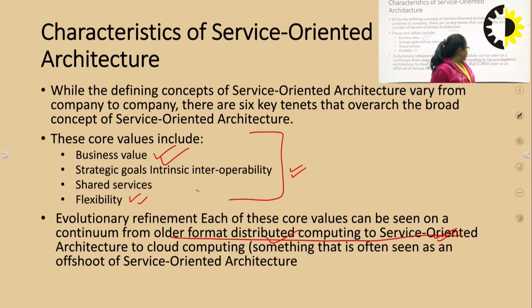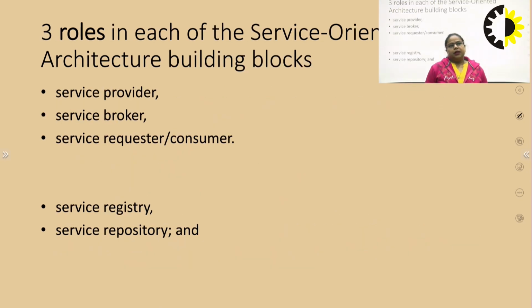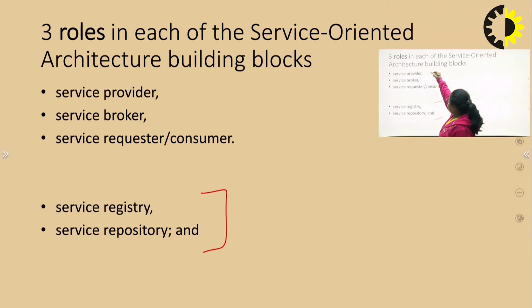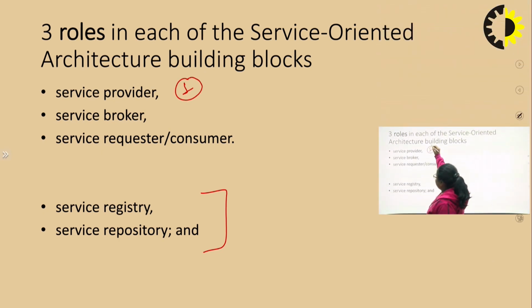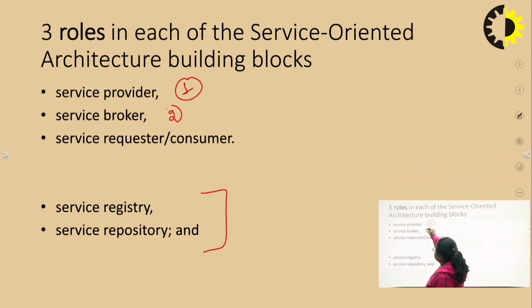Now, after that, something that is often offset against service-oriented architecture. When I'm talking about service-oriented architecture, there are 3 major roles of the service architecture building blocks. Then after that, there are 2 certain things required in the case of SOA. First of all, when I'm talking about the 3 roles, the first is called a service provider, the one who is providing the services.